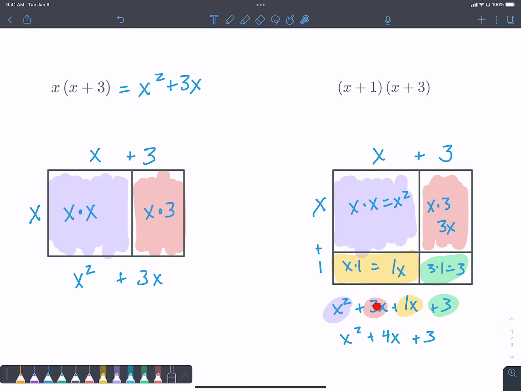And we can combine these because they both have a single x. We cannot combine this term with these because this has an x squared term, and these have just a single x, or x to the first power. So we can combine these two pieces into 4x, and then 3 doesn't have any x's, so it's by itself as well. So here we are with the product of these two binomials. We have x squared plus 4x plus 3. And this is the area model.